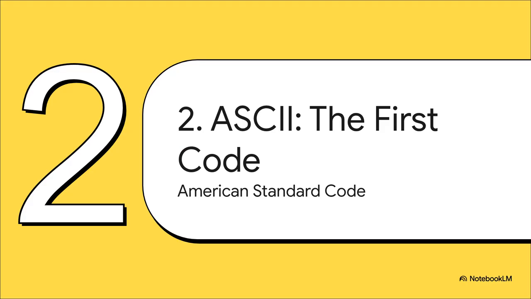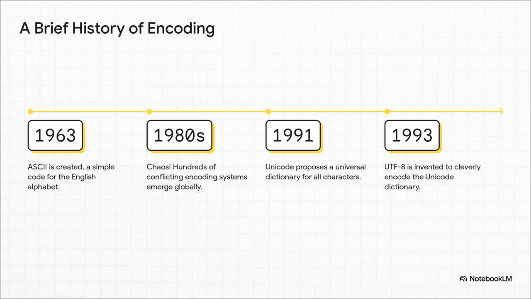The first big attempt to try and standardize this whole encoding mess was a system called ASCII. It came about way back in the 1960s, and you can think of it as the very first digital alphabet for computers. You know, this timeline right here, it pretty much lays out our whole story perfectly.